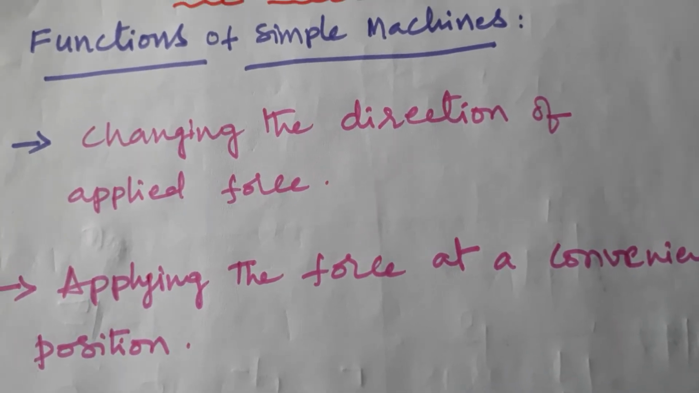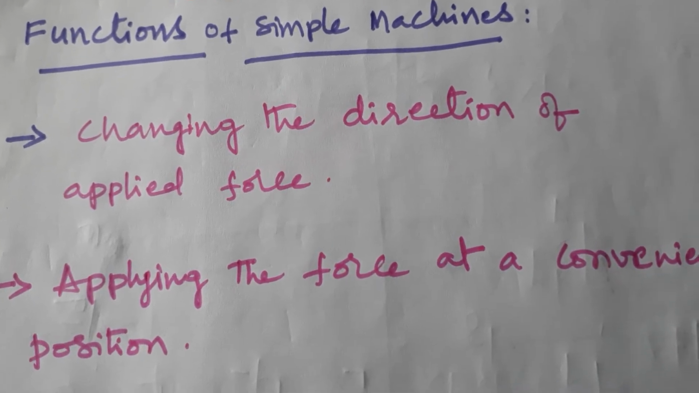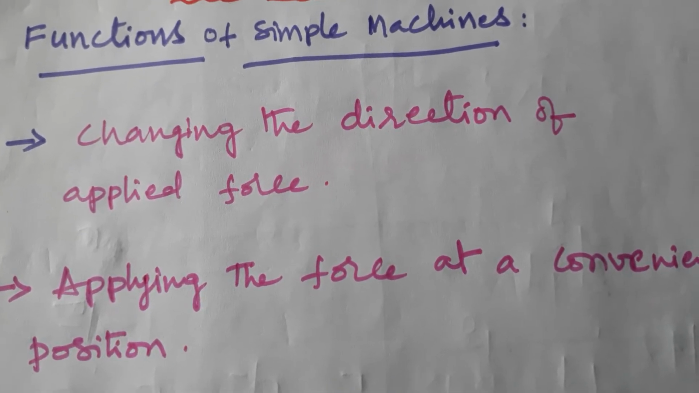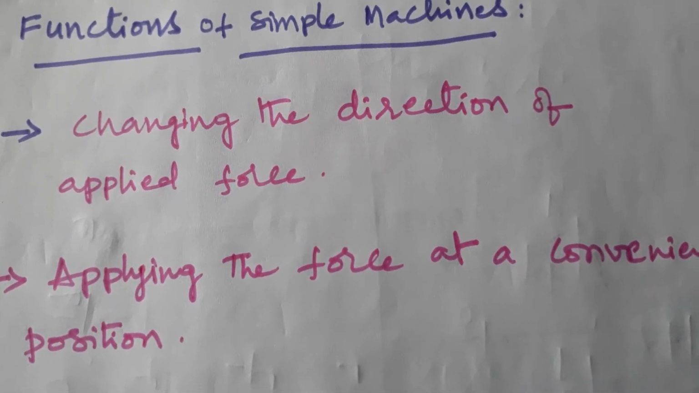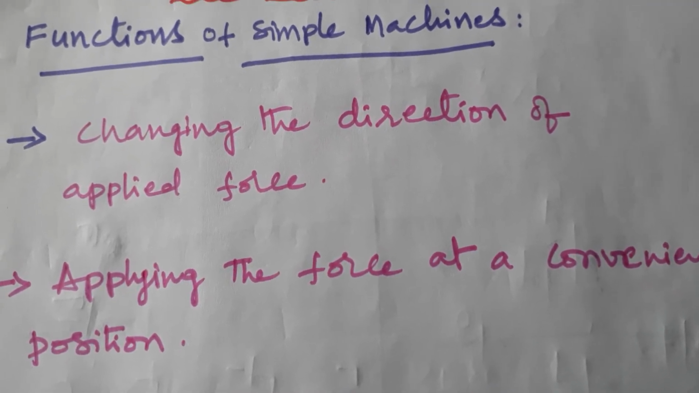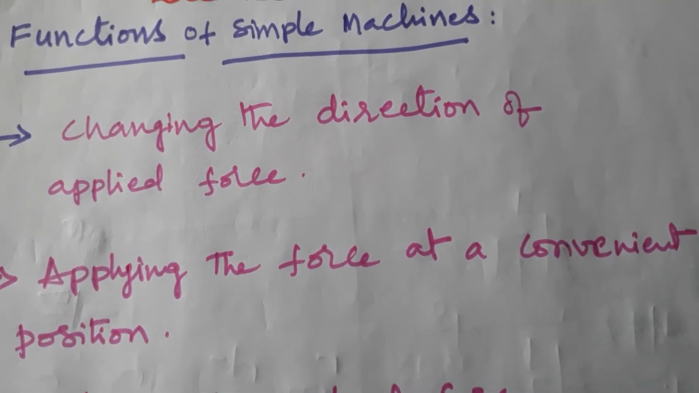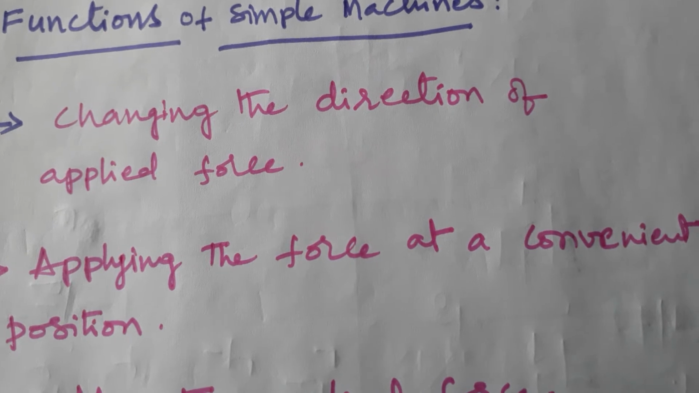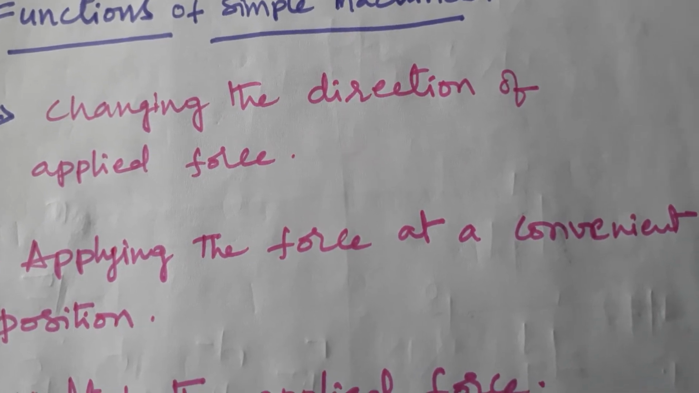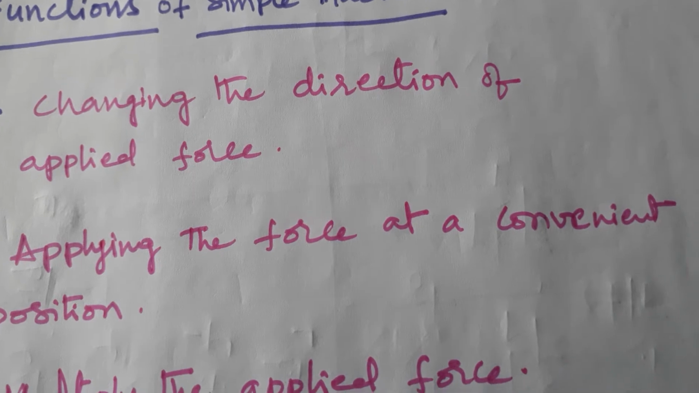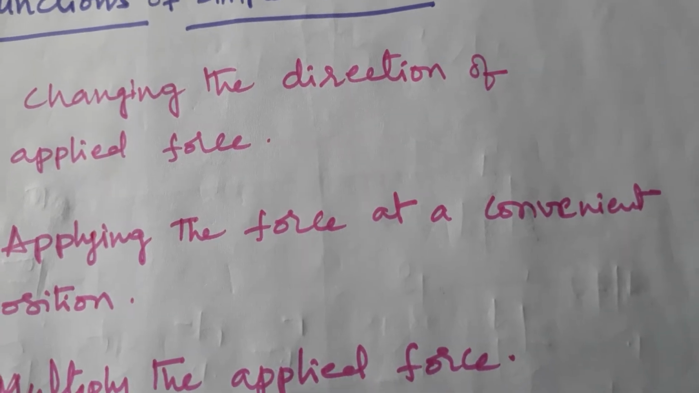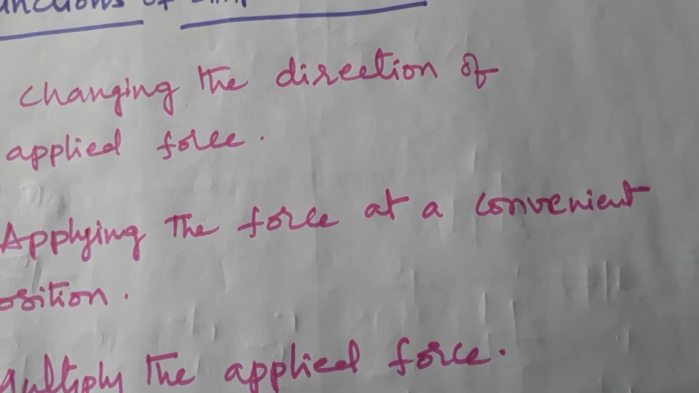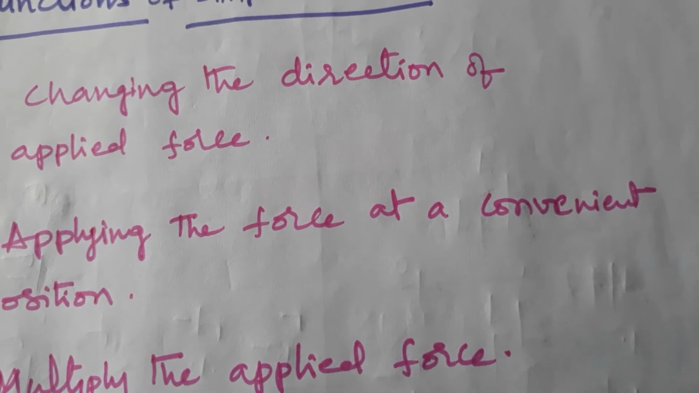Here, see, the first one: changing the direction of the applied force. By using simple machines, we can change the direction of the force applied. Example, a pulley changes the direction of the applied force. To pull a weight upwards, we use a pulley. What is the use of a pulley? By using a pulley, the applied force or effort is directed towards gravity. So to pull the weight upwards, we use a pulley.